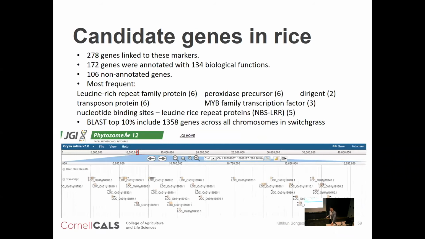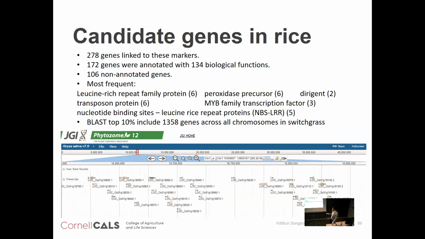I searched it in the Phytozome database, and I found that there are 278 genes linked to these 13 markers, and half of them are annotated, the other half is not. Interestingly, the most frequent hits included the leucine-rich repeat family protein and the nucleotide binding leucine-rich repeat, which showed up the most out of the 278. These two proteins are well known to function as R genes because they detect the pathogen.